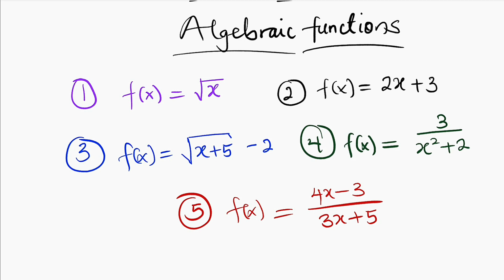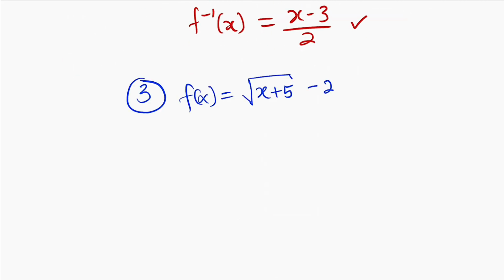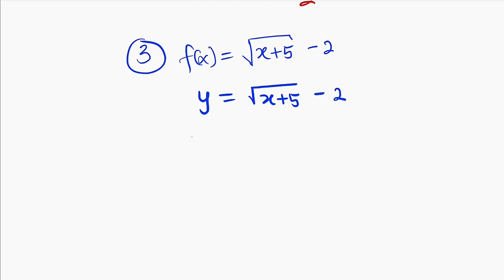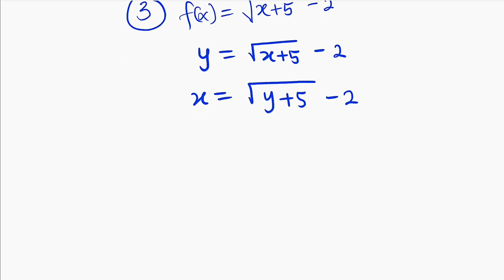Our problem number 3 is a function of the square root of x plus 5, all minus 2. All right, now let us replace f of x with y. So we have y equal to square root of x plus 5, all minus 2. We're going to switch x and y. We have x equal to square root of y plus 5, minus 2. Add 2 to both sides. We have x plus 2 equal to square root of y plus 5.